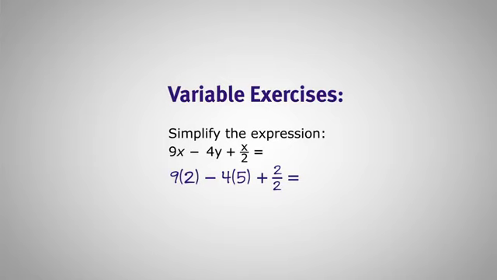Remember to follow the order of operations when you evaluate this expression. First, we'll multiply. 9 times 2 is 18. 4 times 5 is 20. Then we'll divide. 2 divided by 2 equals 1. So our expression now reads 18 minus 20 plus 1, which adds up to negative 1.